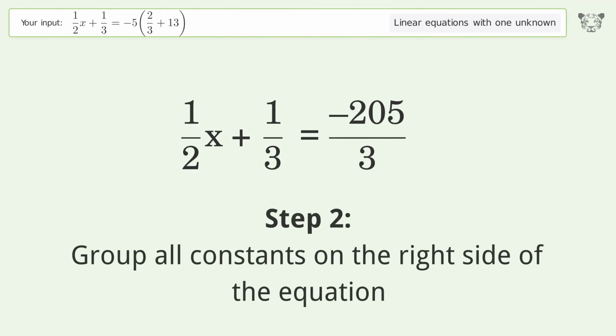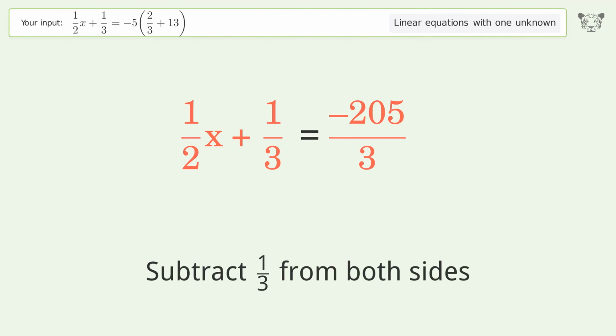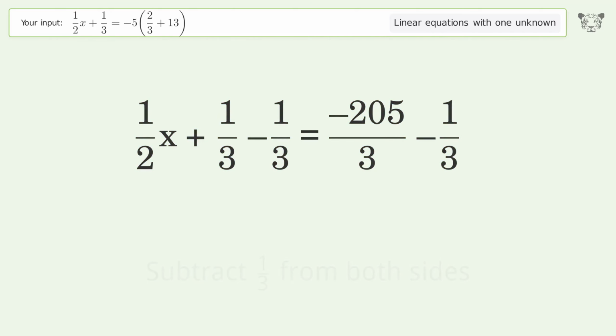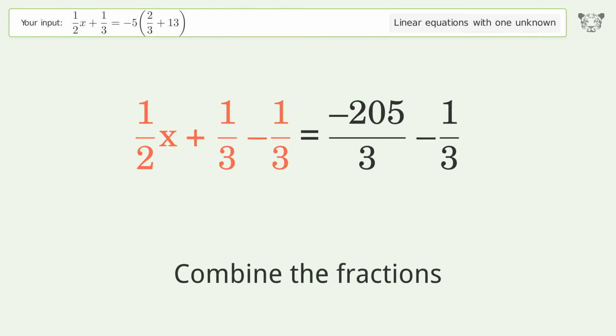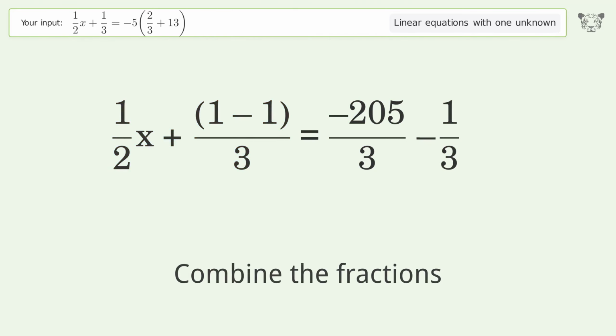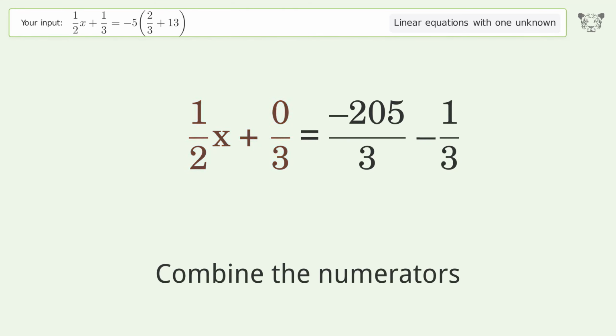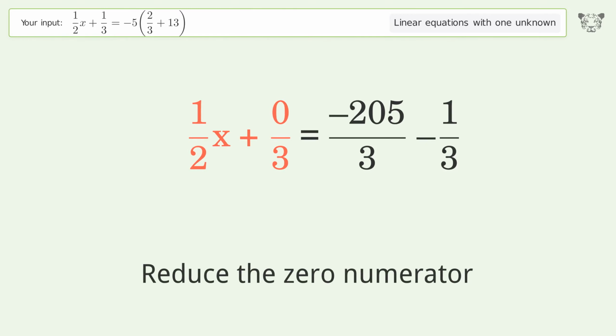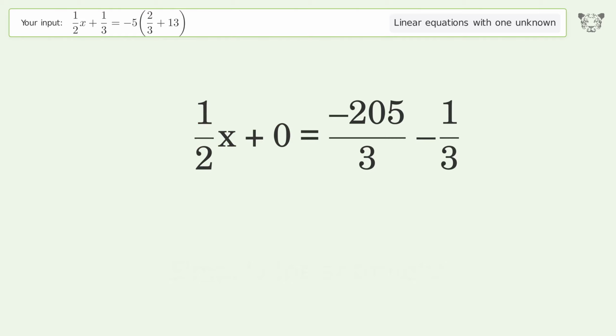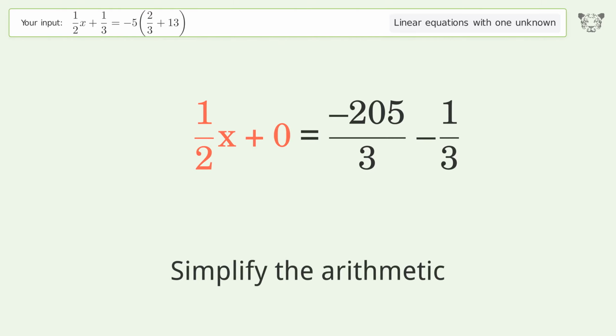Group all constants on the right side of the equation. Subtract 1 over 3 from both sides. Combine the fractions. Combine the numerators. Reduce the zero numerator. Simplify the arithmetic.